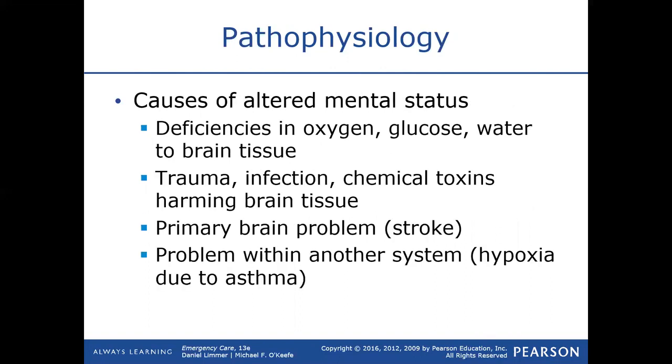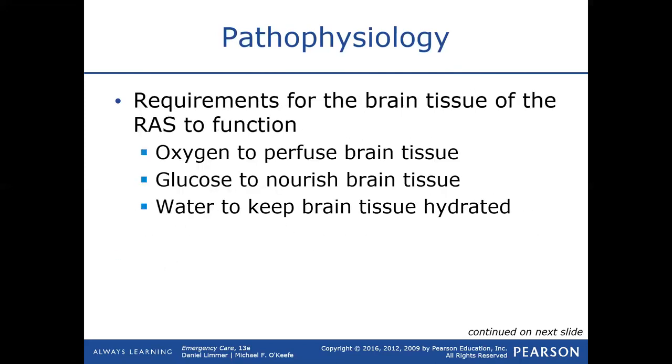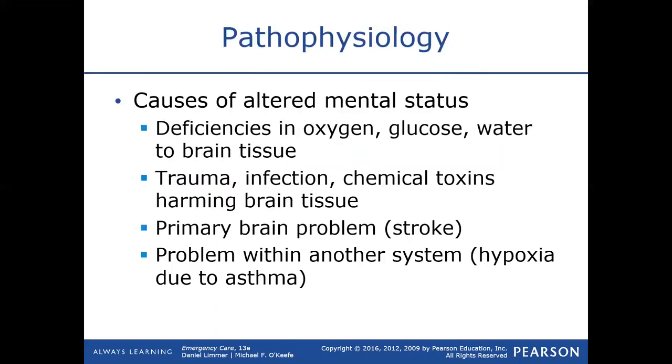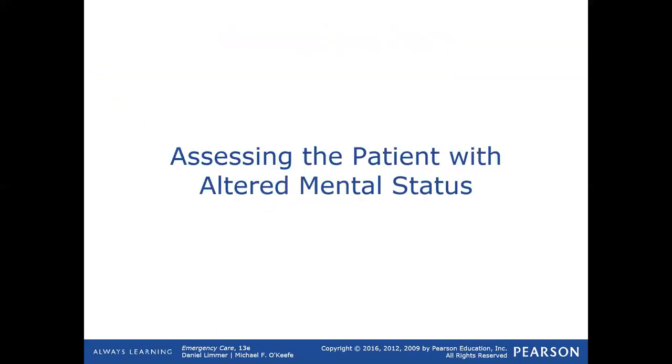So some causes of altered mental status: deficiencies in oxygen, glucose, or water to the brain tissue. Trauma can cause that, infection, toxins, stroke. All right, so you have a block in the blood vessels going to the brain that can cause altered mental status. Or there could be another problem with another system, such as hypoxia due to asthma. So hypoxia is what? Low oxygen, right? So that's one of the three things that the body needs to function properly. So when we're cutting off the oxygen, then you can have somebody with altered mental status.